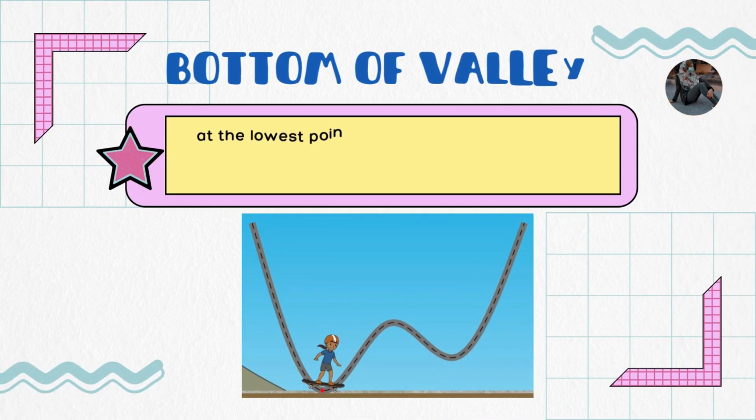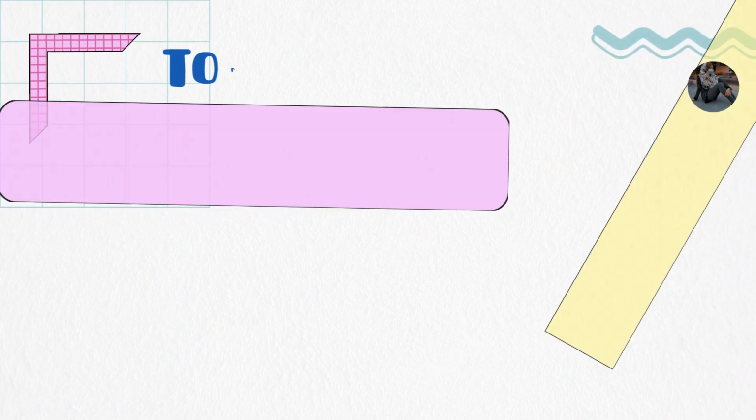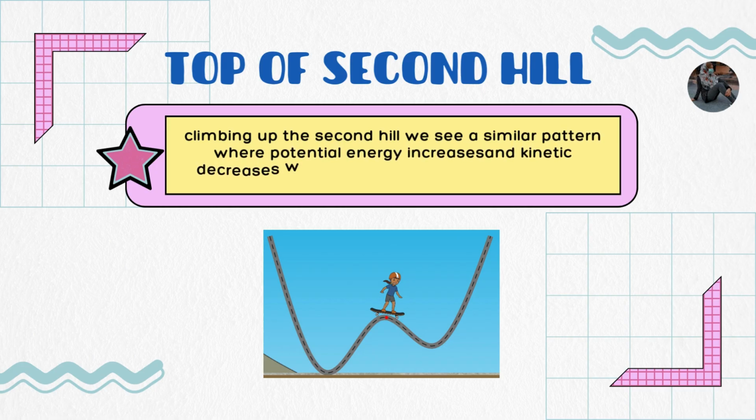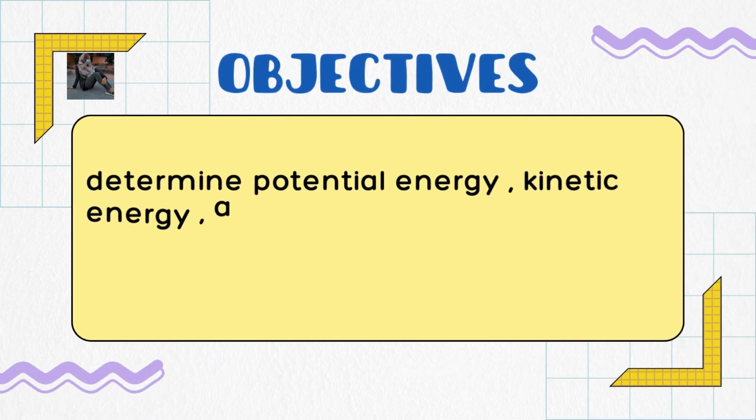The third is the bottom of the valley. At the lowest point, the potential energy is at its minimum, but the kinetic energy is at its maximum, maintaining the total energy. The last one is the top of the second hill. Climbing up the second hill, we see a similar pattern where potential energy increases and kinetic energy decreases, with total energy remaining constant.